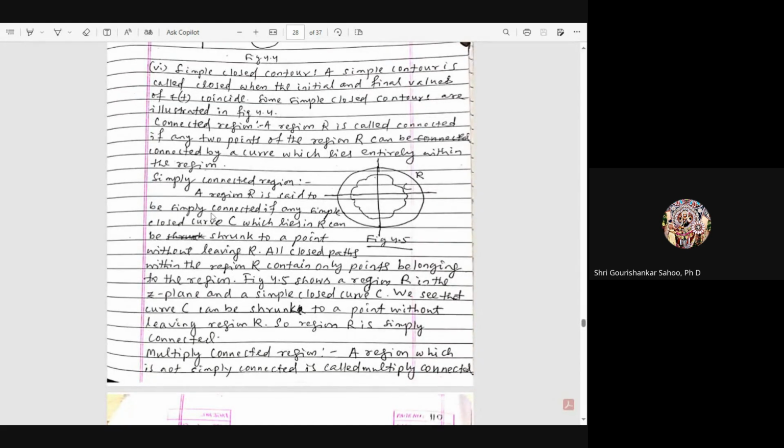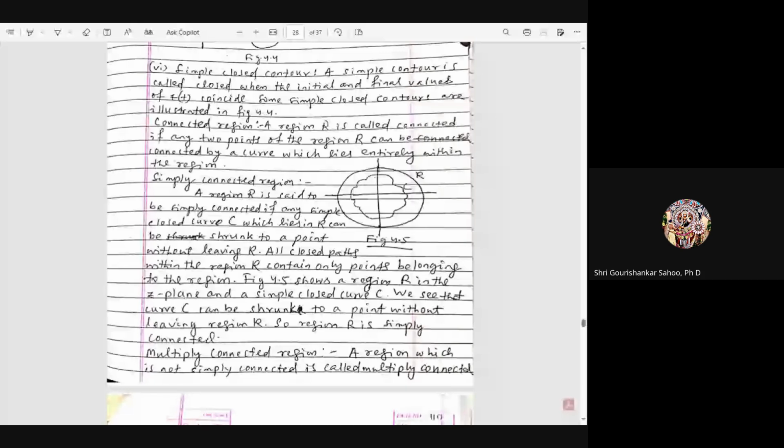A region R is said to be simply connected if any simple closed curve C which lies in R can be shrunk to a point without leaving R. So if you see here, this is R, and you have a curve C. If this curve is shrunk, and in the course of that truncation to a point, say P, at any point it never goes outside the region R, then it is called a simply connected region. If we shrink or truncate C, it will never go outside R. So this is a simply connected region.